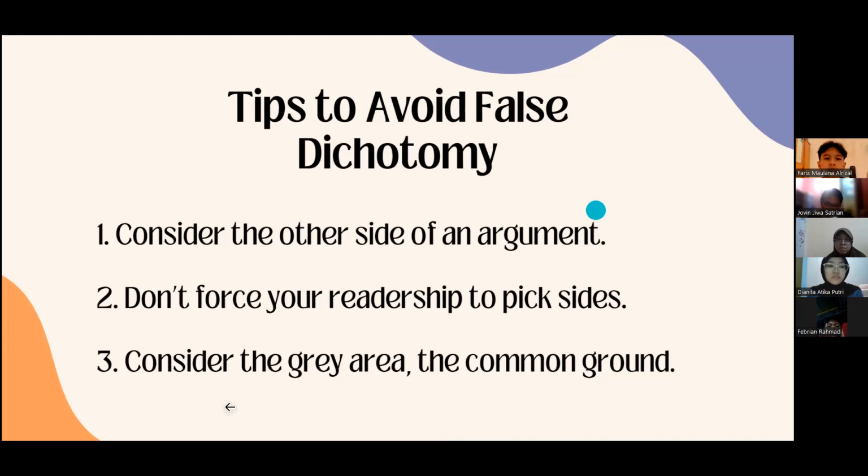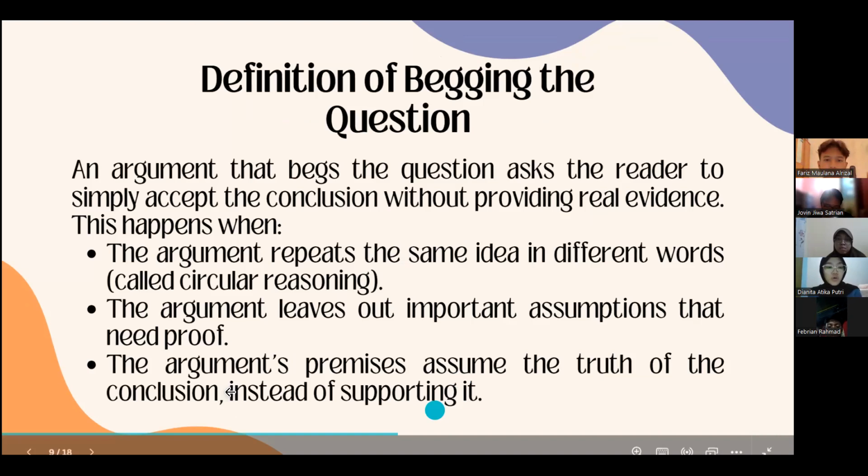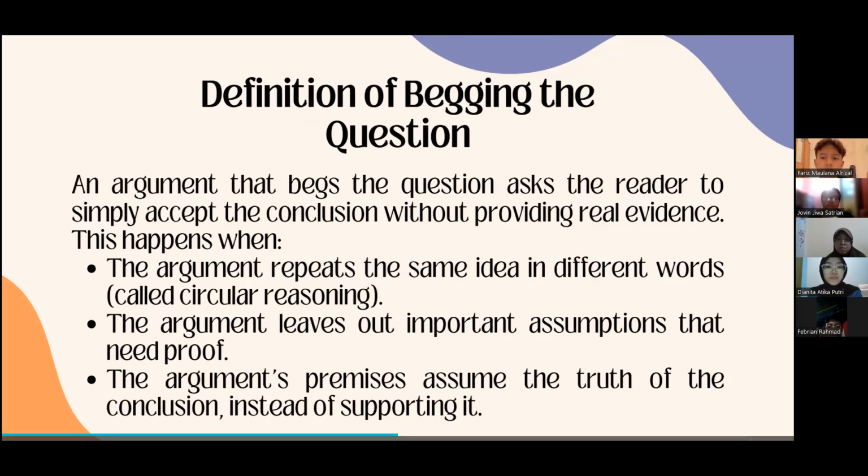Okay, so the next fallacy is begging the question. An argument that begs the question asks the reader to simply accept the conclusion without providing real evidence. So begging the question happens when, first, the argument repeats the same idea in different words, which is also called circular reasoning. The second, the argument leaves out important assumptions that need proof. And the third, the argument's premises assume the truth of the conclusion instead of supporting it.